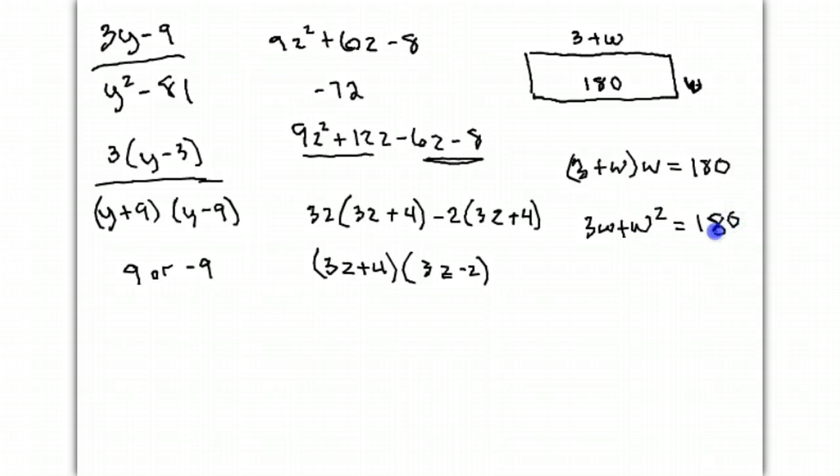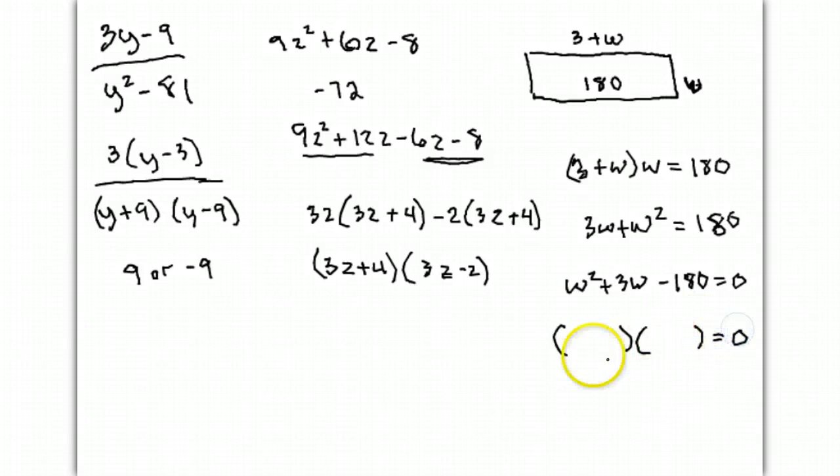And when you rearrange this, you'll have w squared plus 3w. When you bring the 180 to the other side, it'll be a negative 180, and that'll be equal to 0. So, since you don't have a number in front of w, you need to find two numbers that multiply to give you negative 180 and add to give you positive 3. So these two numbers you're looking for are only a difference of 3 apart from each other.